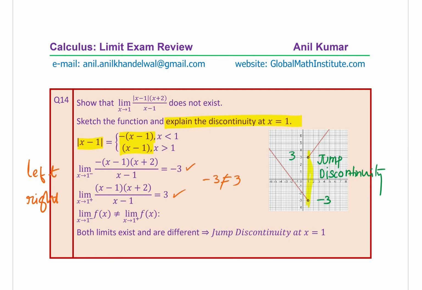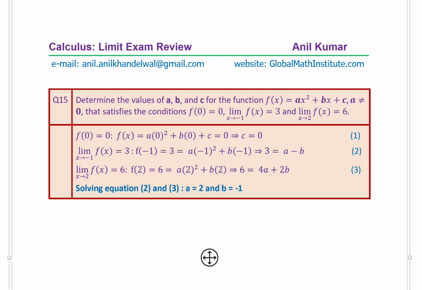Clear? Now let's take the last question, which is a very interesting question. Determine the values of a, b, and c for the function f of x equals ax squared plus bx plus c, where a is not equal to 0. Otherwise, it will not be a quadratic function, right? That satisfies the condition. So three conditions are given to us.